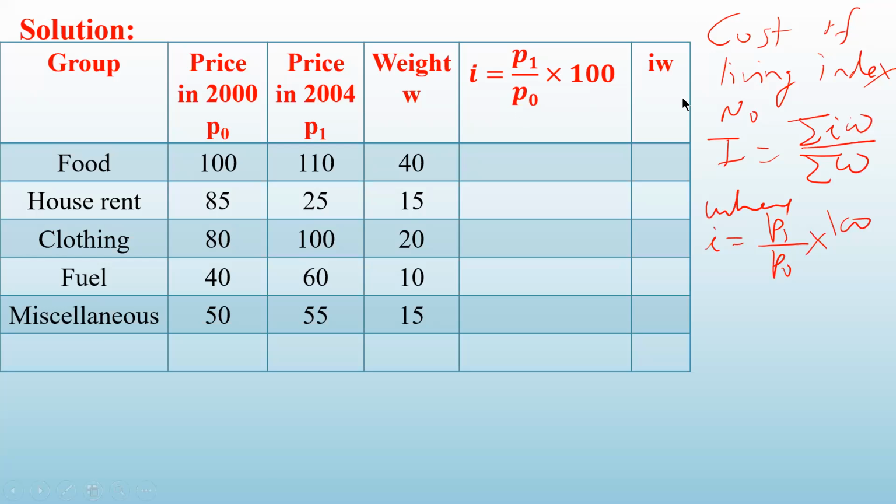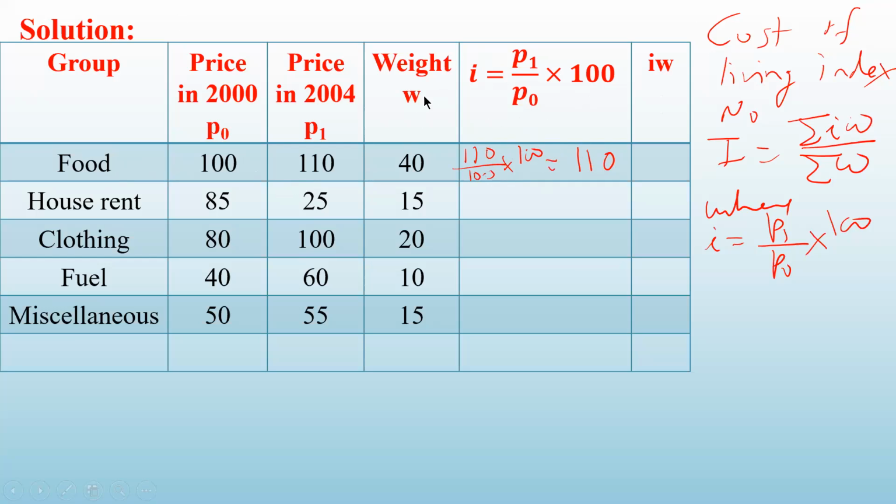One is for I and the other one is for IW. So let us calculate I for the first group, that is food. P1 is 110, P0 is 100. So this is 110 divided by 100 into 100. That will give you 110. So the value of I for food is 110.